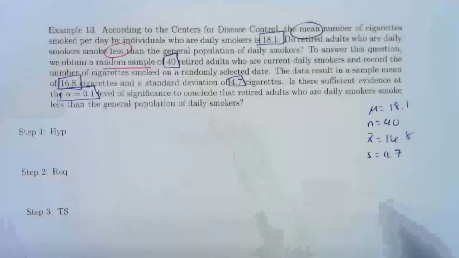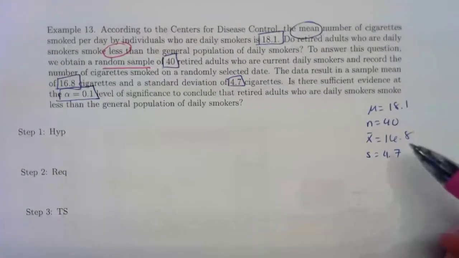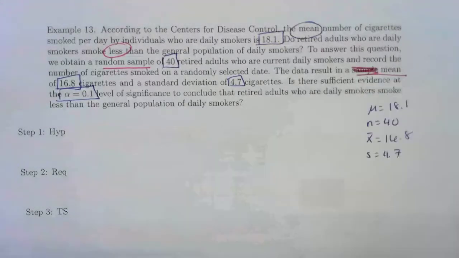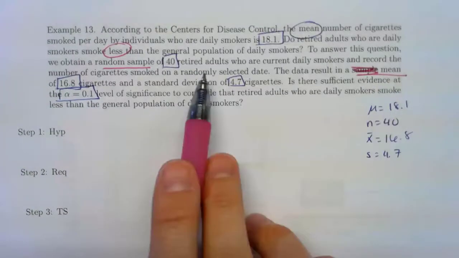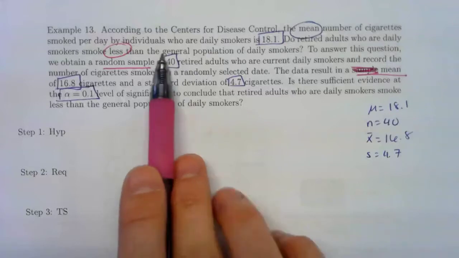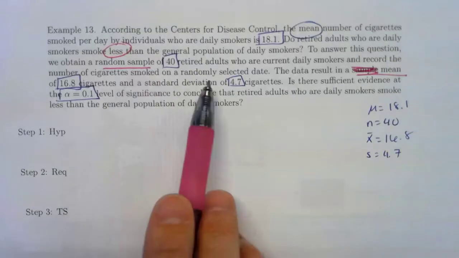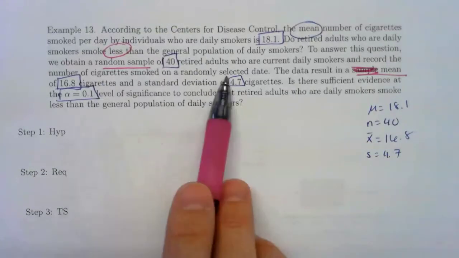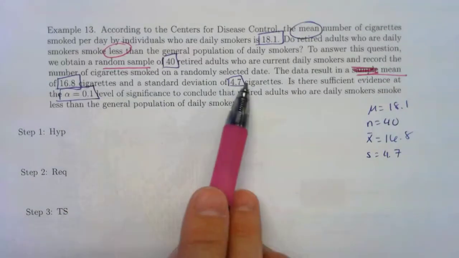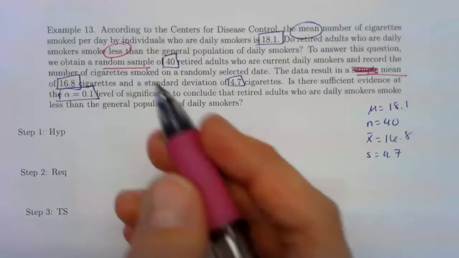And then we're given alpha. So how did I know to call this X bar and S? This one specifically says sample mean, but even if that word wasn't there, this mean and this standard deviation were both associated with this sample of 40 people. If they both came from the sample, then they are both sample statistics. The mean we call X bar, the standard deviation we call S.